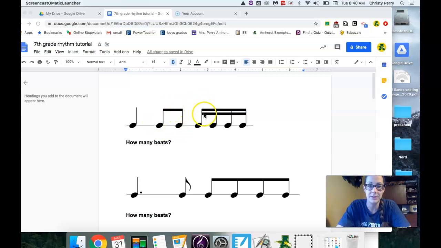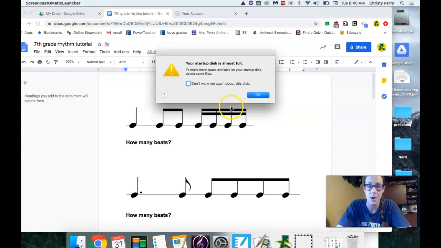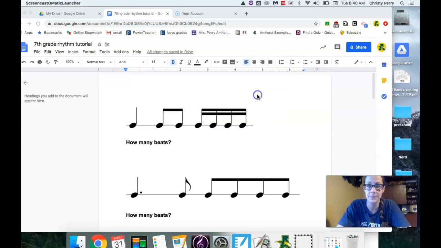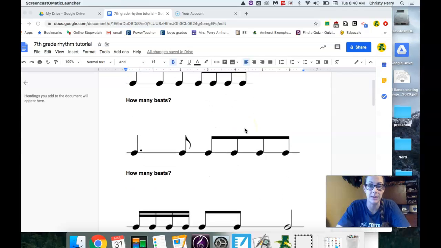And here are my 16th notes, double stripes, all connected together. These are also 1 beat. So how many beats total? 1, 2, 3. That is 3 beats total, even though I see 1, 2, 3, 4, 5, 6, 7. Even though I see 7 individual notes, it is only 3 beats of music.